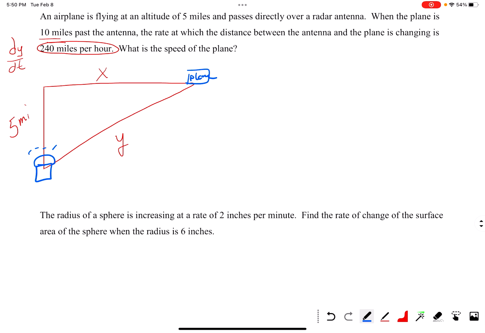All right, so that's going to be dy/dt. That's that changing distance here. 5 was given in the problem, and we know that this is changing, but we're going to take a little snapshot right at 10 miles.